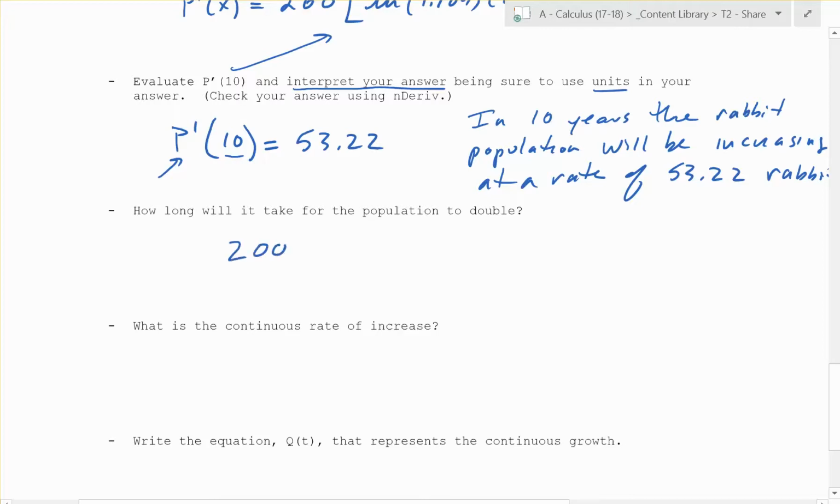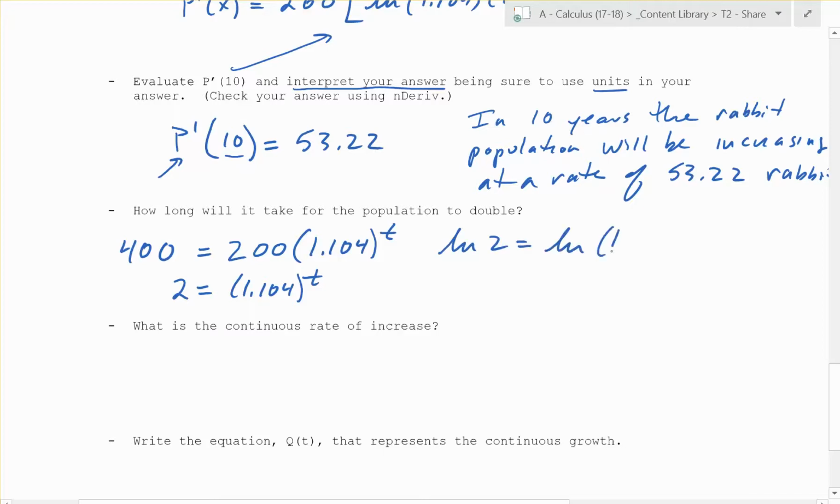So then it says, how long will it take it to double? Well, if it starts at 200, and this is the equation, you want to know, how long does it take to get to 400? That would be doubling. So in that case, it would be divided by 200, 2 is equal to 1.104 to the t. You need to put that into log form. You can take the natural log of both sides if you want, that's fine. So you have ln 2 is equal to ln of 1.104 to the t. And the nice thing about logs is you can bring that t to the front. So you have ln 2 equals t times ln of 1.104.